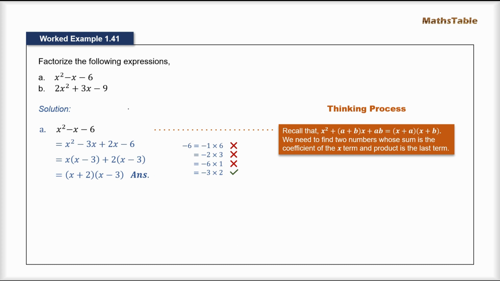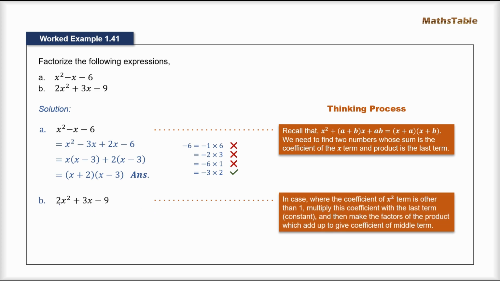Now in the second part, we can see that there is one difference, which is the coefficient of x squared term is other than 1. Here we have 2x squared in contrast to simple x squared in part A. Now what we did in part A, we just broke the last term into two factors. But here, when the coefficient of x squared term is other than 1, we cannot simply break this last term minus 9 into two parts.